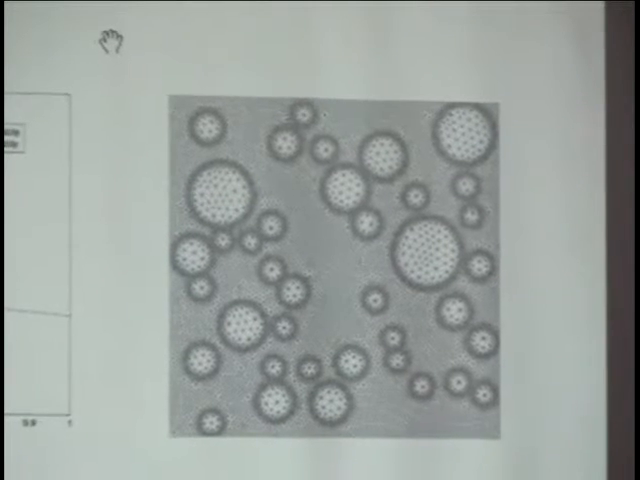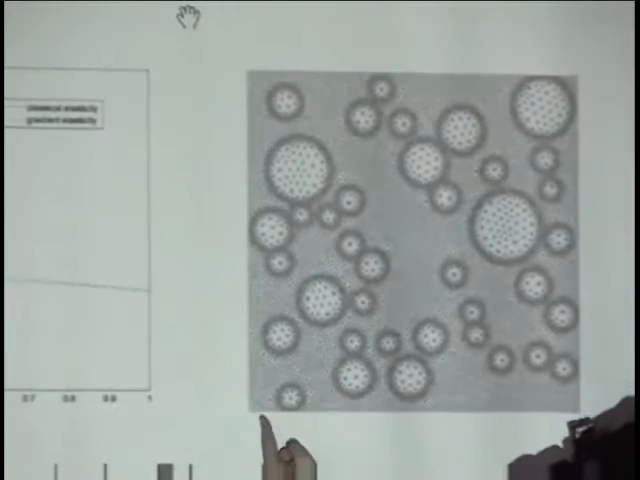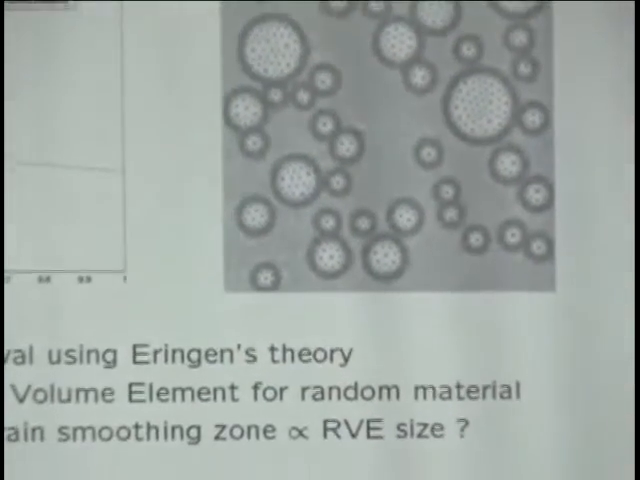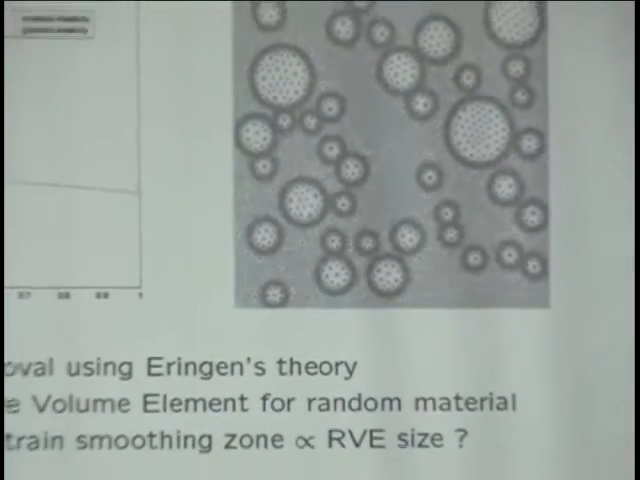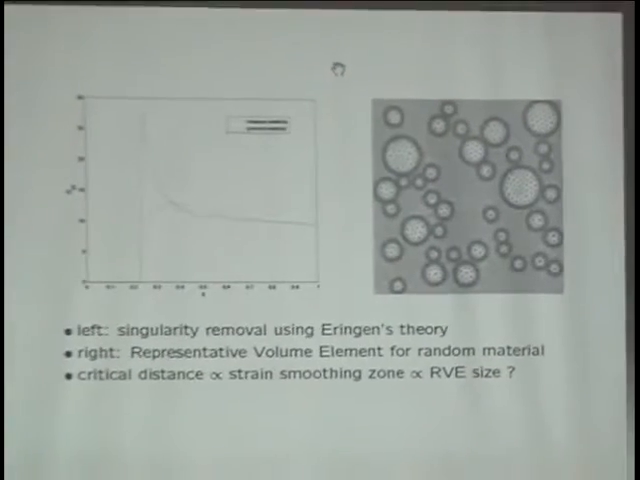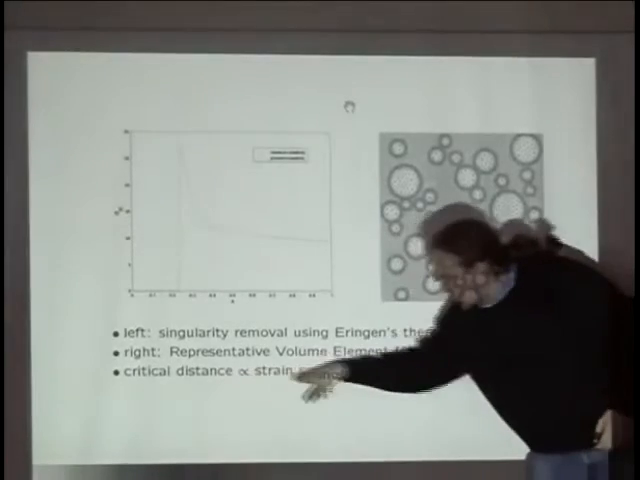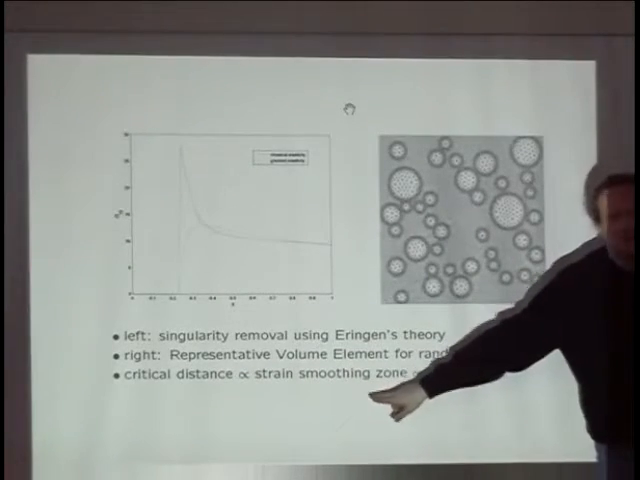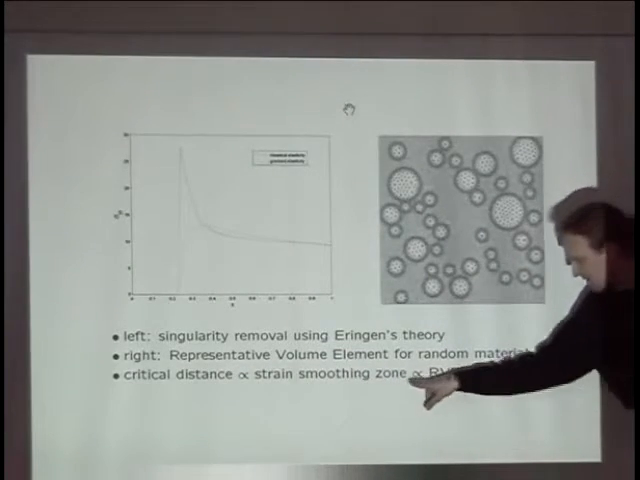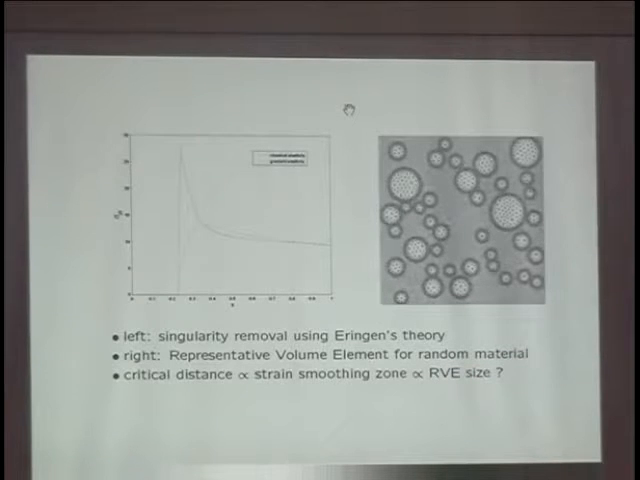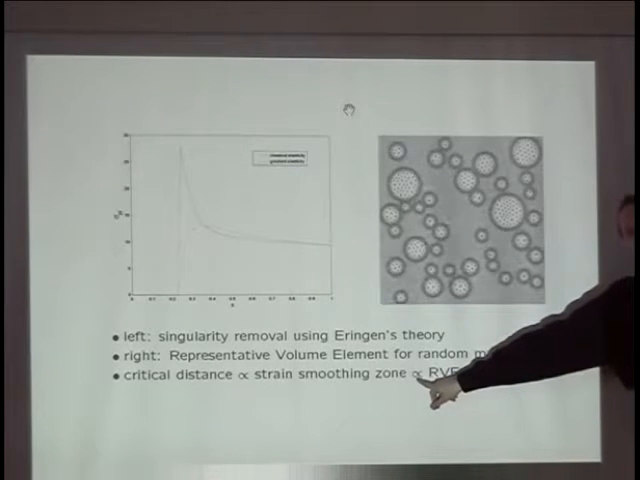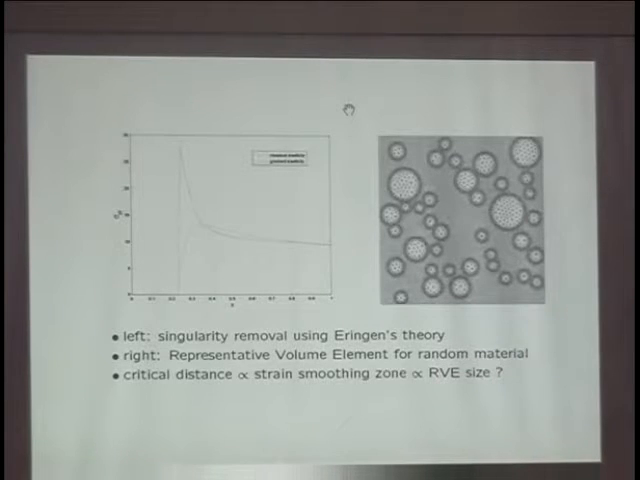So the argument goes that the size of this volume is the length scale that appears in gradient elasticity. So my question, maybe to you, is this critical distance proportional to the strain smoothing zone? Could be. Is that then in turn proportional to the RVE size? I'm pretty sure about this one, because that's what I derived 5 years ago. I'm not sure about the first one. That's me done. Over to you. Thank you.